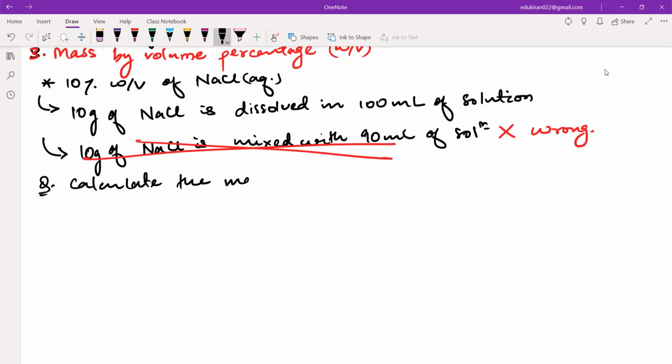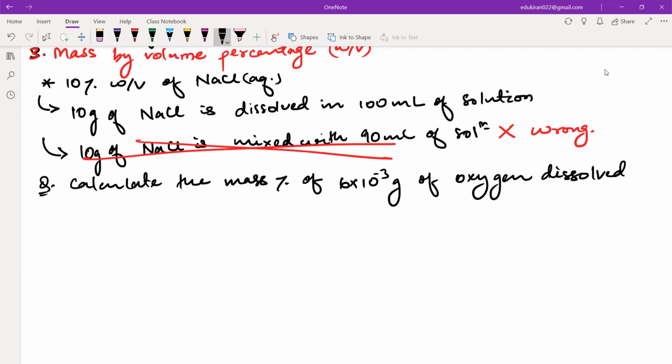Solve one question. Calculate the mass percentage of 6 into 10 to the power minus 3 grams of oxygen dissolved in 1 liter of seawater. So 1 liter of seawater, its weight is 1030 grams. Please solve this.